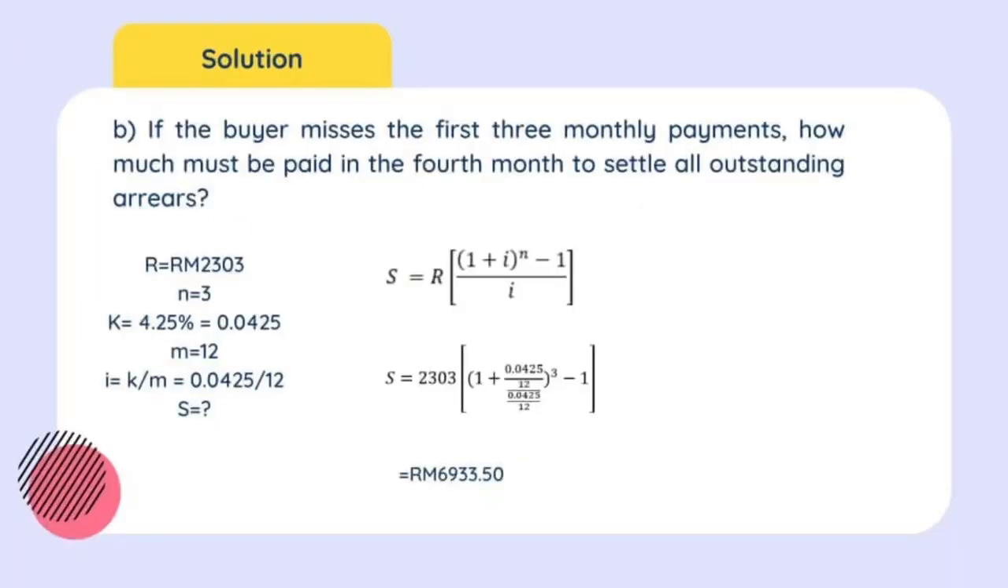The question is, if the buyer misses the first 3 monthly payments, how much must be paid in the 4th month to settle all outstanding arrears? Then we will use the formula amount of annuity, where R is RM 2,303, n is 3, K is 4.25%, which is 0.0425, M is 12, i equal to K divided by M, which is 0.0425 divided by 12. Now we need to find S. Then after we substitute into the formula, we will get the answer RM 6,933.50.